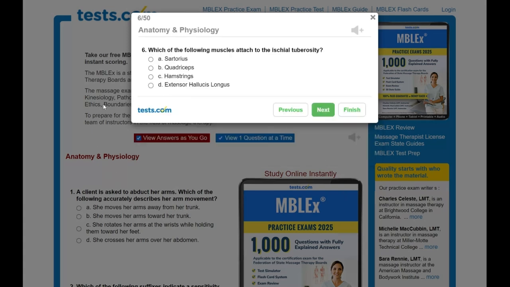Question 6. Which of the following muscles attach to the ischial tuberosity? A. Sartorius. B. Quadriceps. C. Hamstrings. D. Extensor hallucis longus.